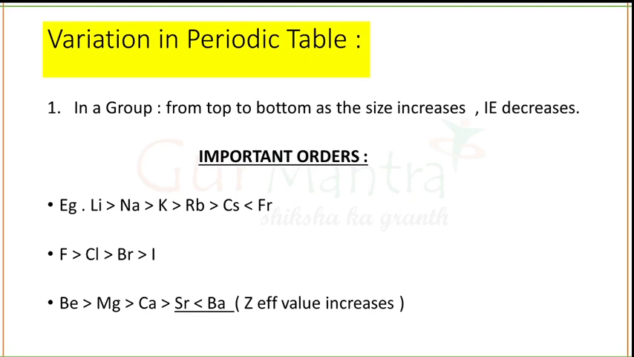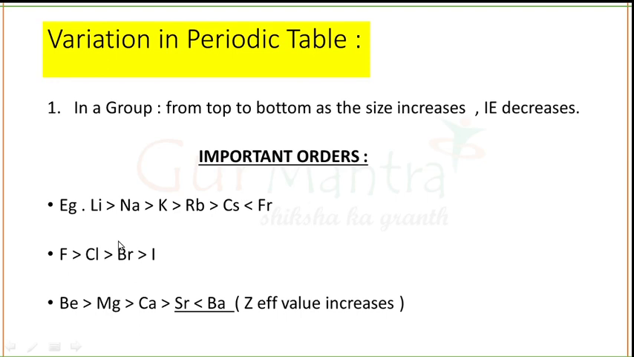Next is variation in the periodic table. In a particular group, when you move from top to bottom, size increases. As you know, the value of Z decreases, Z effective decreases, size increases and IE decreases because Z effective is directly proportional to ionization energy. Here comes some important orders which you have to remember. As you know, this is inorganic chemistry and it is mandatory to revise inorganic chemistry on a daily basis.